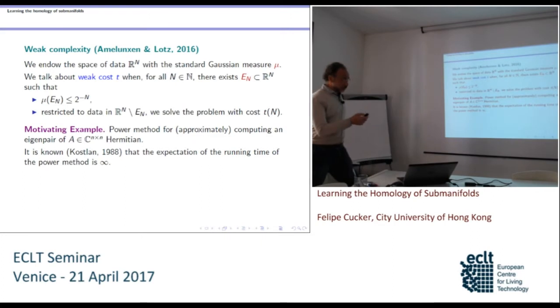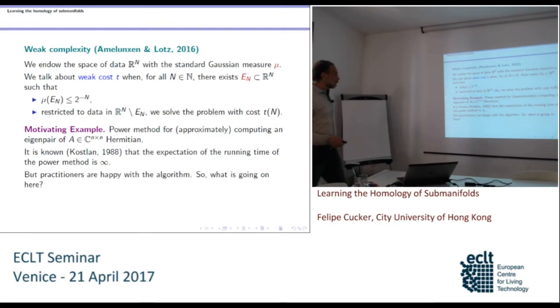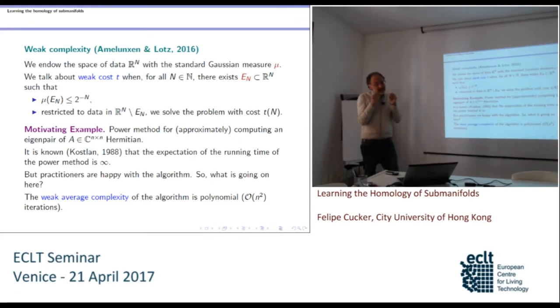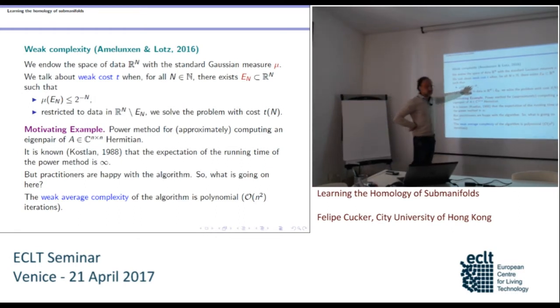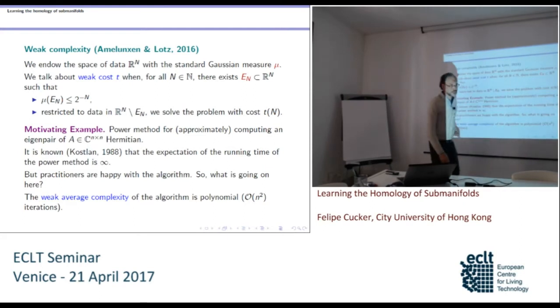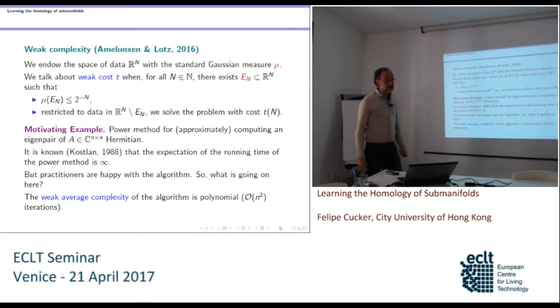Right? So what Amelunxen and Lotz have shown is that actually there is a very, very small set of outliers that has exponentially small measure, and the measure goes to 0 exponentially fast when you increase the dimension of your matrices. To compute this expectation, are you using a uniform distribution on a matrix space?